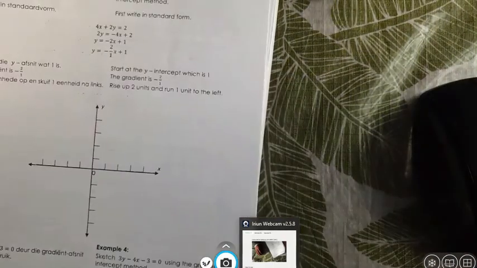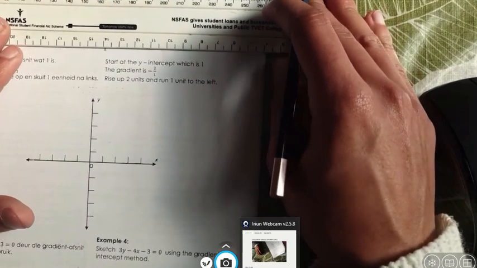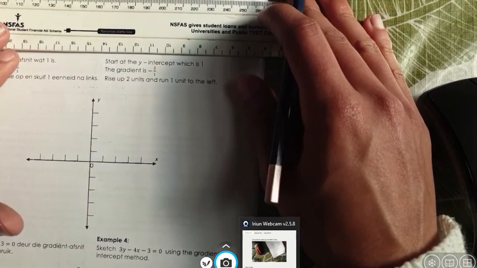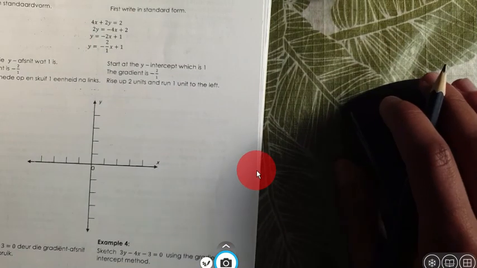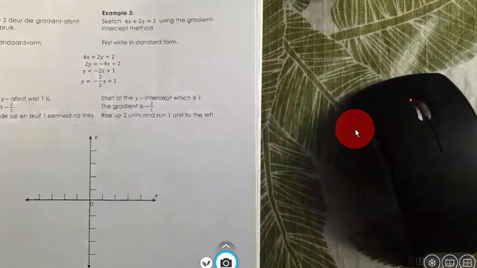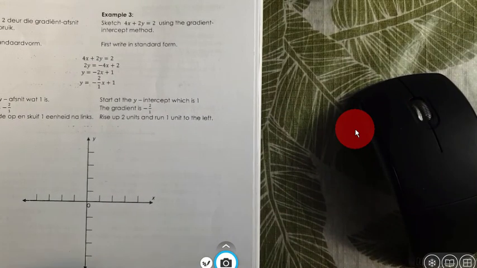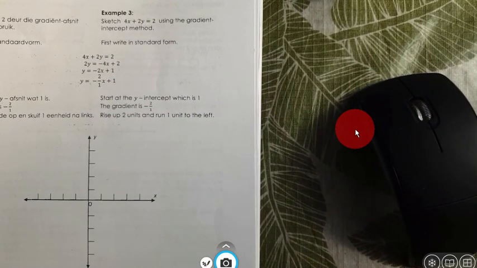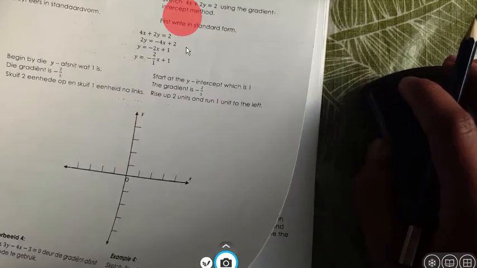Alright, stay with me, guys. Focus here. Let's look at another example. Sketch 4x plus 2y using the gradient intercept method. What we're going to do is this now in class, and then next period, this whole page you do at home. If you don't finish in class, you do it at home, and then we will continue from page number 14 next period. I thank you guys.